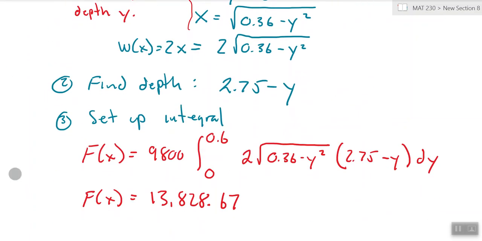Then we multiply the width function times the depth function, dy. I didn't actually go through and do the integrating. This is a problem that you're going to want to set up in Desmos. Once you get to this point, set this up in Desmos, and Desmos should give you the answer: 13,828.67, rounded to 2 decimal places. All right, hopefully this helped.